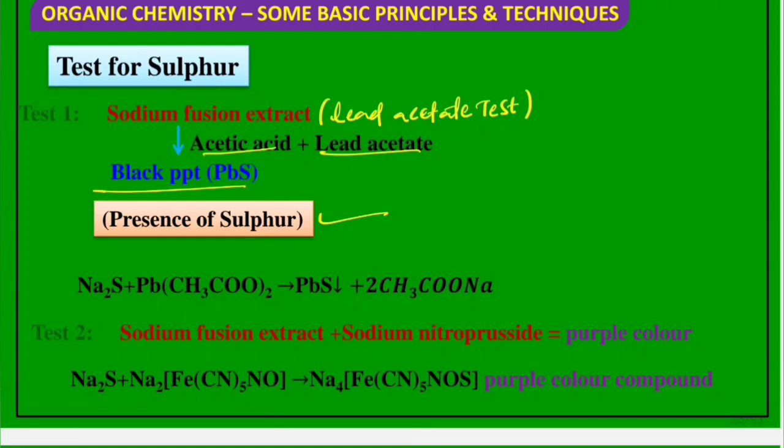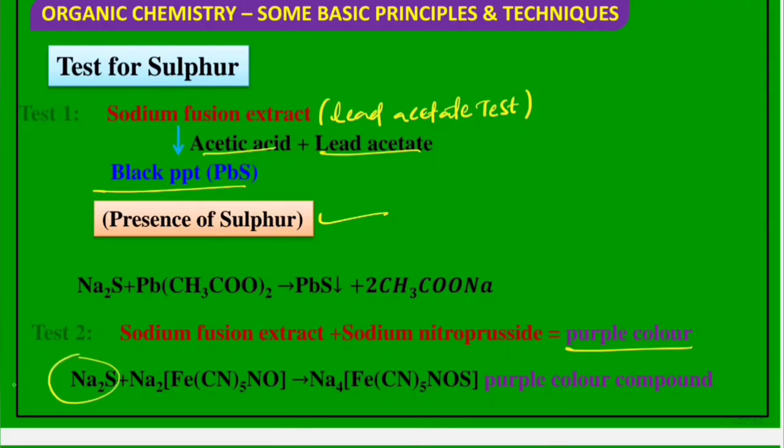Have a look at the second test, sodium nitroprusside. The sodium fusion extract is treated with freshly prepared sodium nitroprusside. The appearance of a purple or violet color indicates the presence of sulfur.